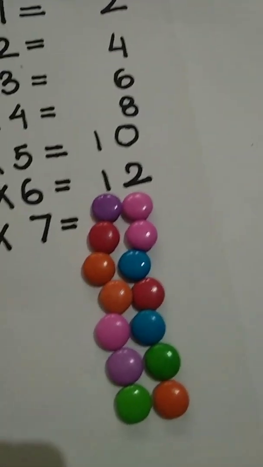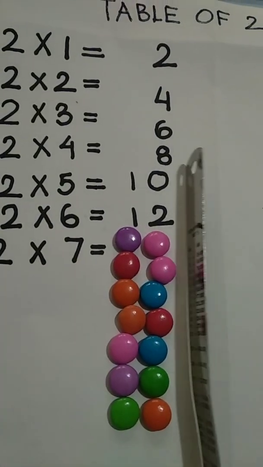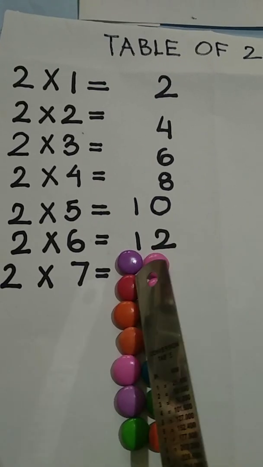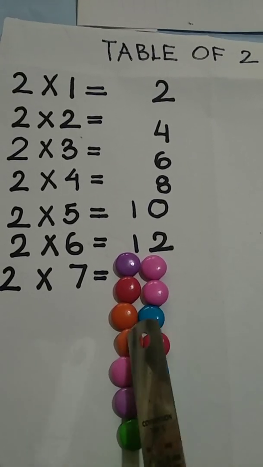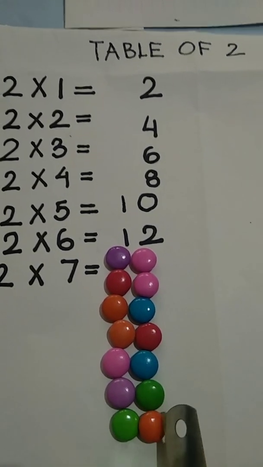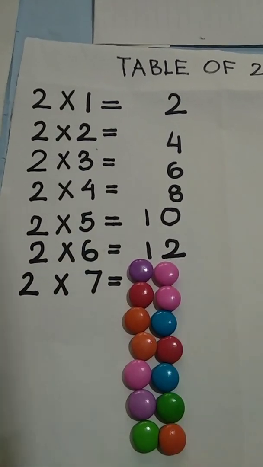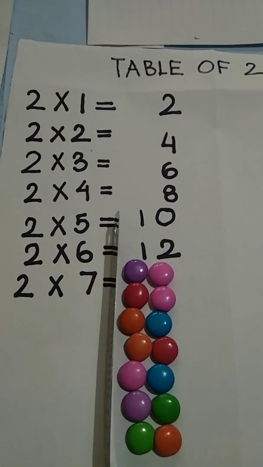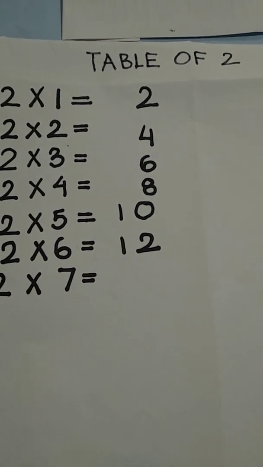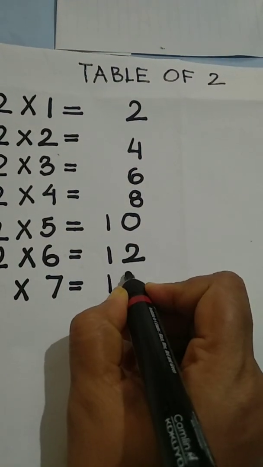So 2 sevens are how much? Let us count together. 1, 2, 3, 4, 5, 6, 7, 8, 9, 10, 11, 12, 13 and 14. So 2 sevens are 14. Let us write 14 over here. 2 sevens are 14.